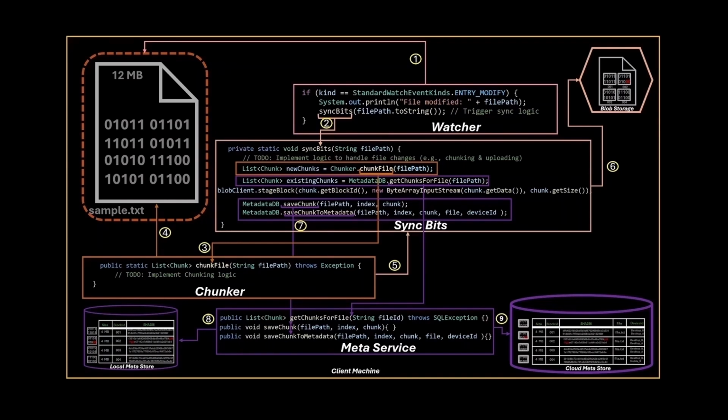In phase two, we discussed that since the file was saved inside the blob storage as well as in the local and cloud metastore, we make some changes to that existing file. And once we make that change, the watcher service recalculates the chunk details for that file and sends them to the sync service.